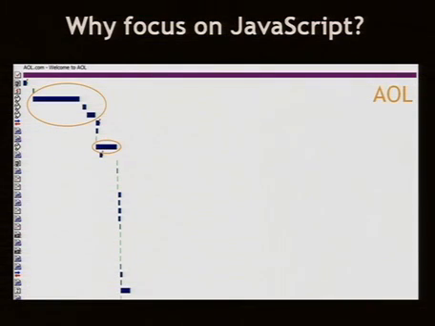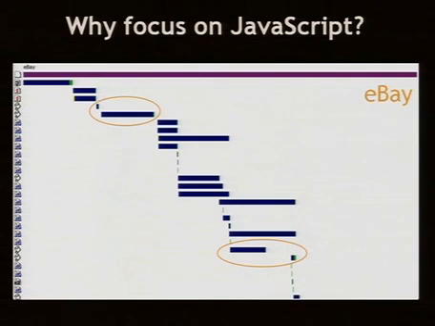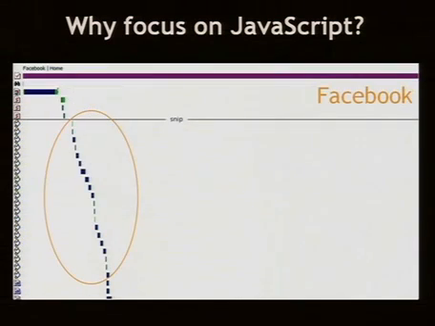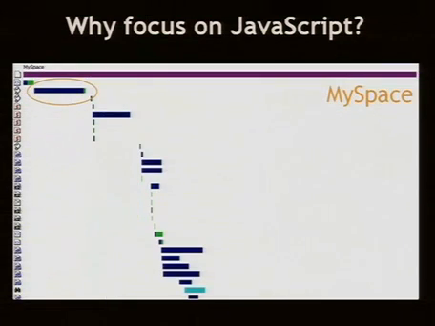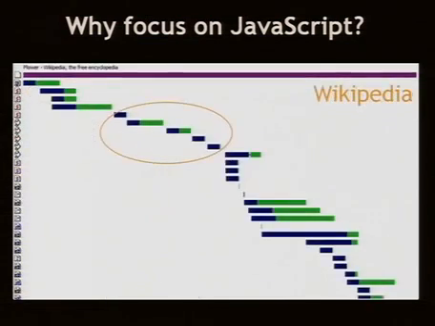That's all JavaScript. eBay, Facebook. It's pretty steep, but it's because they have a lot of requests in their page. If you actually look at the time here, this is like 4 or 5 seconds. MySpace, Wikipedia, all these things that are circled are JavaScript.